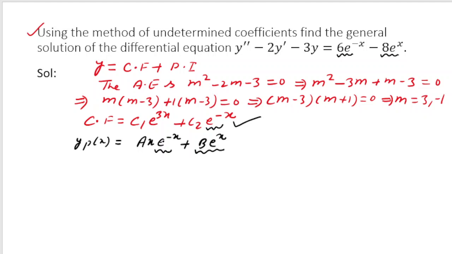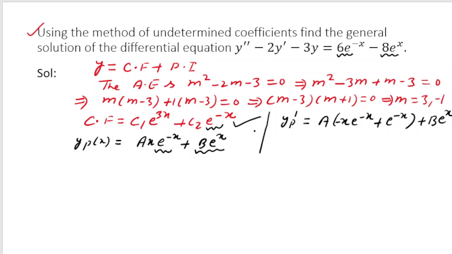Now once I have got this as the trial solution, I have to satisfy the original equation. To satisfy the original equation, what do we need to do? We need to find yp double dash and yp dash. First of all, what is yp dash? I have to differentiate this. x is the first function. The derivative of e to the power minus x will give me minus e to the power minus x, and plus e to the power minus x is the second function. The derivative of x will be 1, and plus this will just remain b e to the power x.